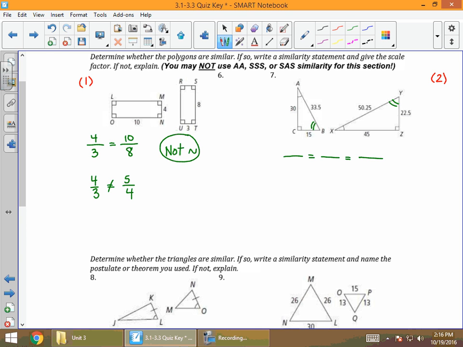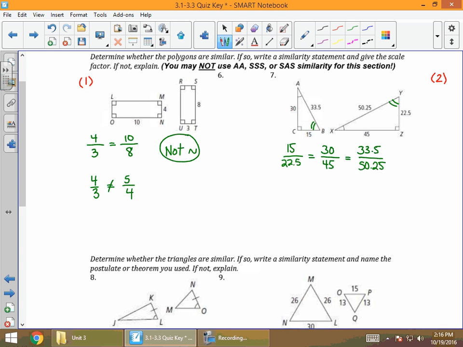I'll go triangle ABC on top, and I'll go smallest to largest. So 15, 30, 33.5, and then triangle XYZ, smallest to largest, is 22.5, 45, and 50.25. And then I'm going to simplify these fractions by typing them right into my calculator.